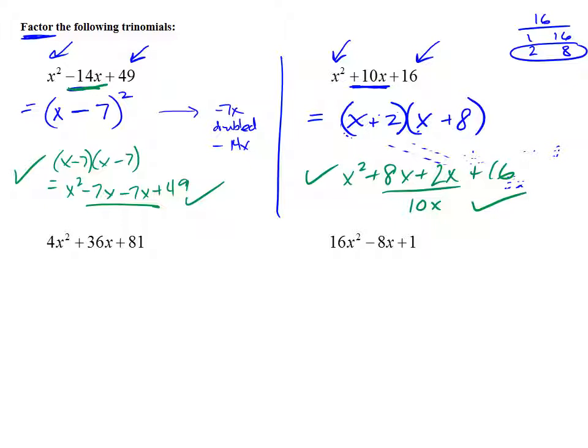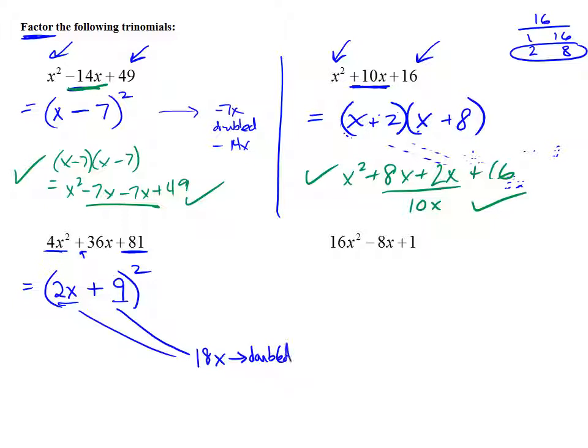All right, next one, 4x squared plus 36x plus 81. Looking at the first and last term, again, ringing bells. These are both perfect squares. So let's see if it'll work this way as a first guess. 4x squared, when I square root it will be 2x. 81, when I square root it will be 9. Now my middle sign is positive, so I'm going to put a plus 9 here. And then let's check the middle term. I want to multiply these two terms together. 2x times 9 is 18x. And then if we double that, I'm going to get 36x, which is exactly what I have here.